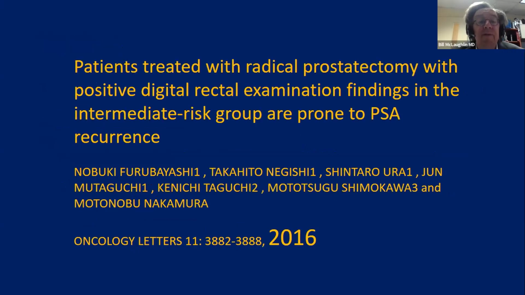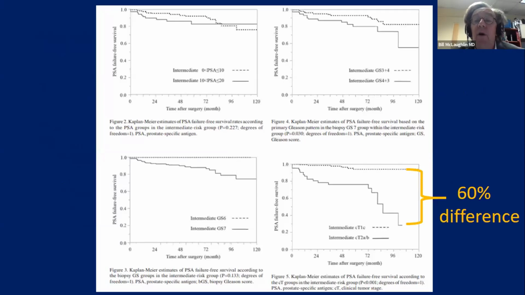Patients treated with radical prostatectomy with positive digital rectal exam findings in the intermediate risk group are prone to PSA recurrence. How prone? This is a graph. Go to the right lower corner. In the top graph here, it's about 90% surgical cure at 8 years if you had no palpable nodule. If you had a nodule, your cure rate is 30% at 8 years, 60%. It's staggering. Just because you have a nodule. But that nodule signifies that the tumor has reached the surface of the gland. And remember, for surgery, if one cell is outside the prostate, you're not going to be cured with surgery. So this is a very critical piece.